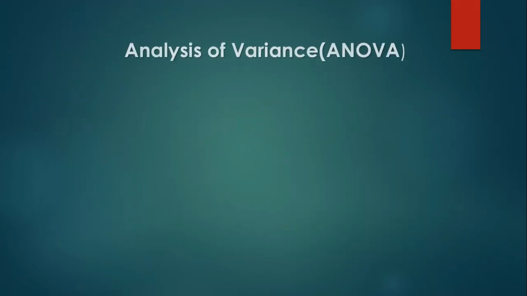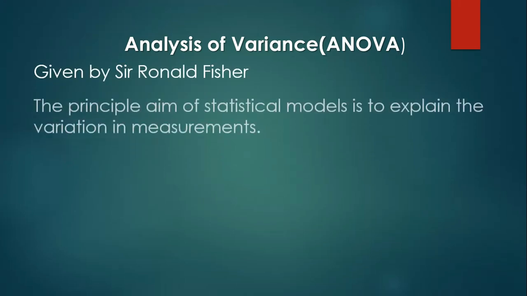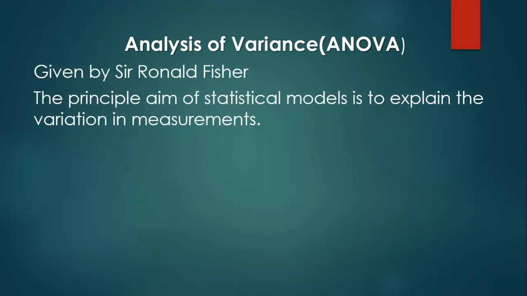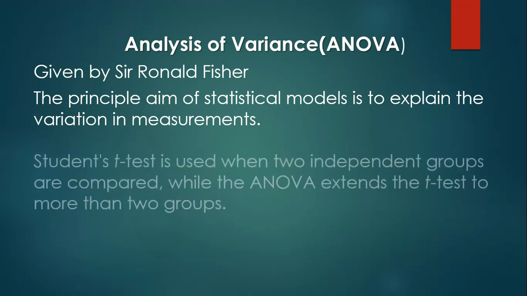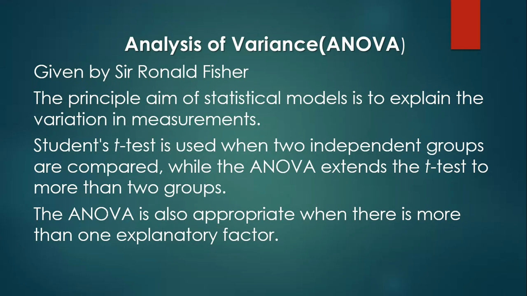The next parametric test is analysis of variance or ANOVA. It is given by Sir Ronald Fisher. Principal aim of statistical model is to explain the variation in measurements. The student's t-test is used when two independent groups are compared, while the ANOVA extends the t-test to more than 2 groups. The ANOVA is also appropriate when there is more than one explanatory factor, in which a multi-factor ANOVA may be used. ANOVA models may be parameterized in several different ways.